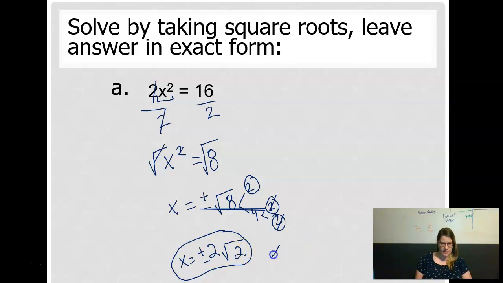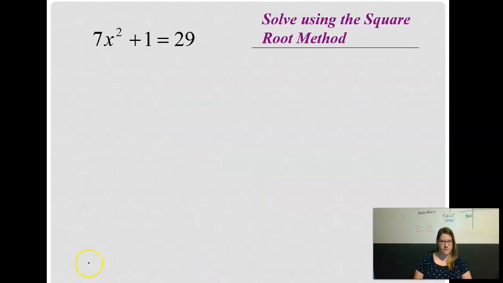Now I could also write this as x equals 2 square roots of 2, comma, negative 2 square roots of 2, or x equals 2 square roots of 2 and x equals negative 2 square roots of 2. Either one works. This is just a little bit faster, just to throw that plus or minus in front. And that's all it means, is that there's a negative and positive of that solution.